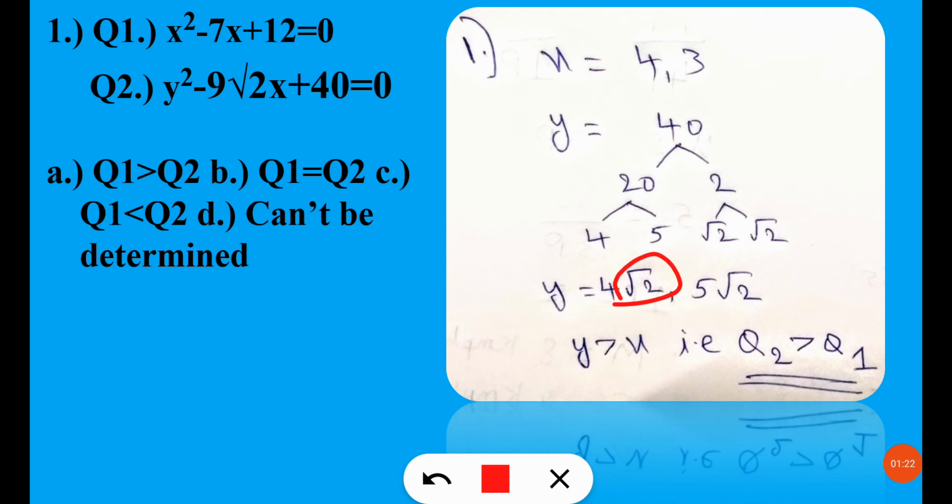Root 2 value is 1.414. When 4 is multiplied with 1.414, obviously the value will be more than 4. In the same way, 5 multiplied with 1.414 will be more than 5. Hence, 4 root 2 is greater than 4 as well as 3, and 5 root 2 is greater than 4 comma 3. Hence, Q2 is greater than Q1. Option C is the correct answer.